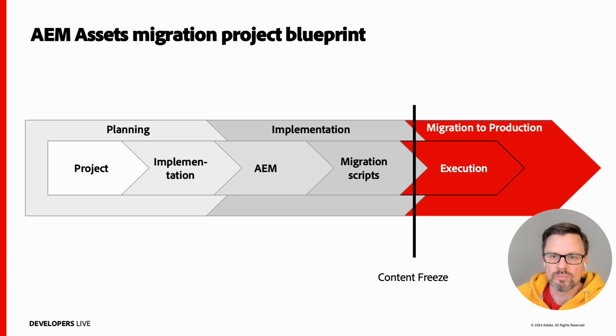From a high-level view, a migration project consists of 5 stages: classic project planning, implementation planning, the AEM implementation, and the migration script implementation. At some point in time, you will gain enough confidence in your migration scripts, and then you would run the migration script to your new AEM production system. This is then called the migration execution.